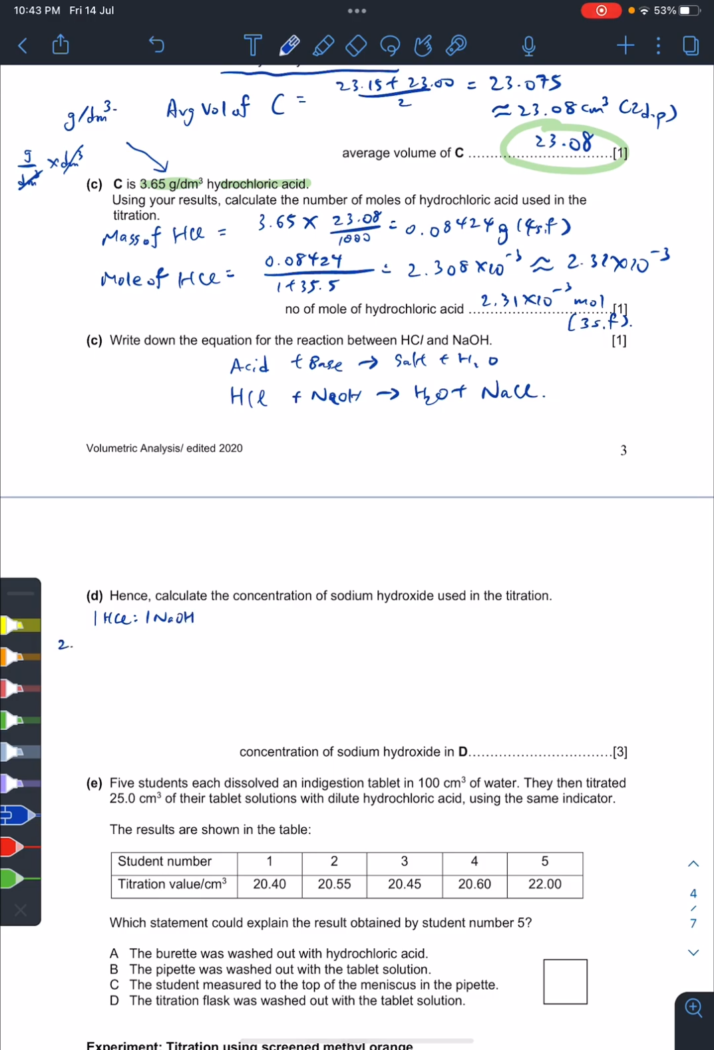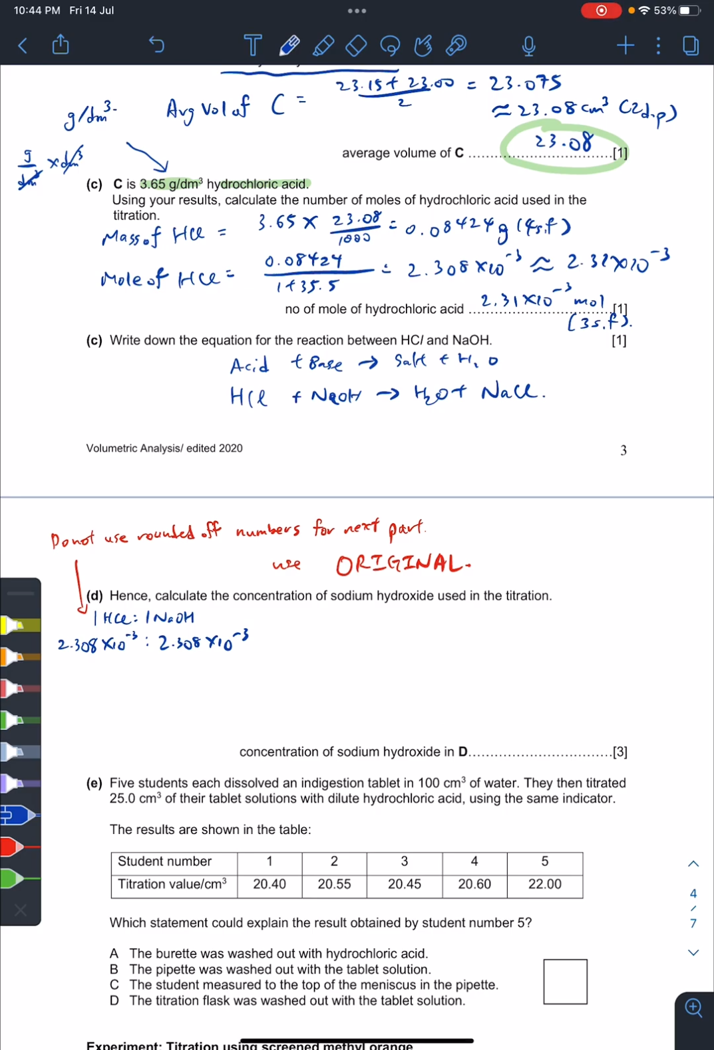So if this is 2.308, okay, danger. Do not use rounded off numbers for next part. Use the original. If not, you end up with rounding error and lose 1 mark. 2.308 times 10 to the power minus 3. Which means they are the same, because 1:1. Oh yay, you have the mole of NaOH.